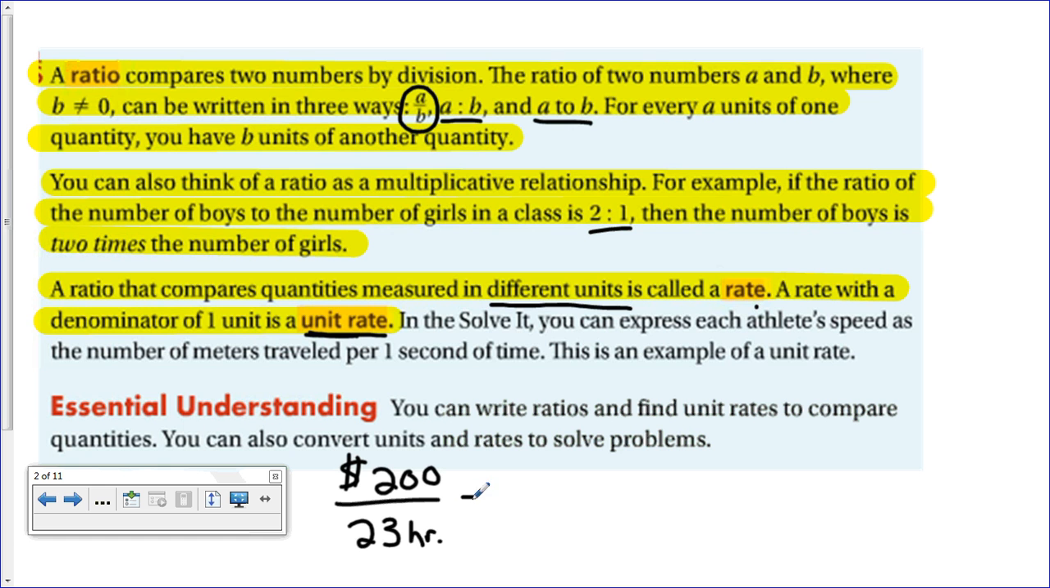If we then wanted you to put this as a unit rate, which would get the denominator to 1 and show you what your hourly rate is, we'd have to take 200 divided by 23, which gives us 8.695, or about $8.70 per hour. This is now written as a unit rate. You are getting paid $8.70 for 1 hour. Your paycheck was $200 for 23 hours, but your unit rate is $8.70.